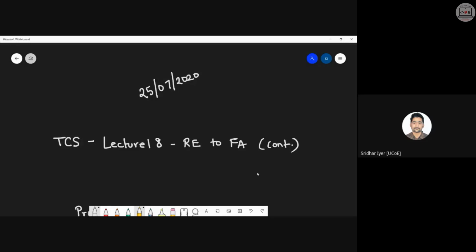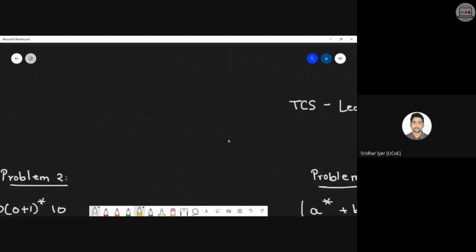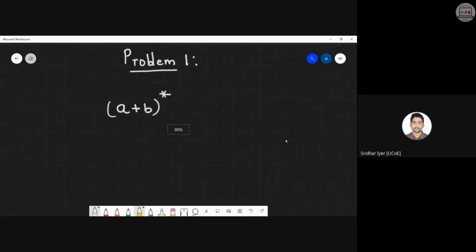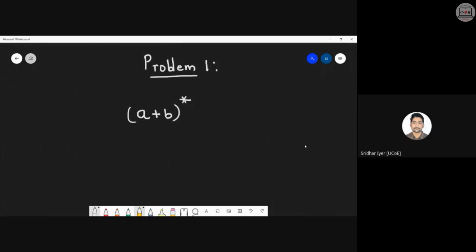Okay, so let's start today's lecture with a very basic sort of a problem which we have already done. This is in front of you. You have to convert this regular expression into an FA. Now you know how to do this, right?